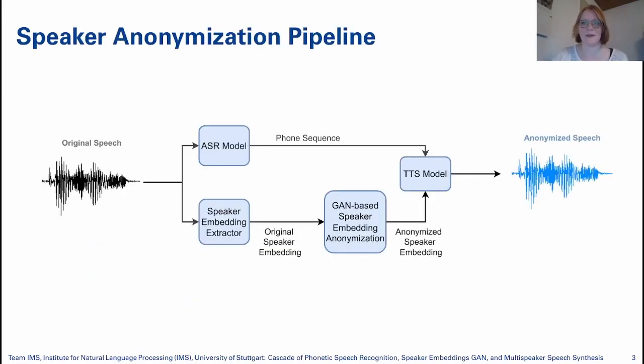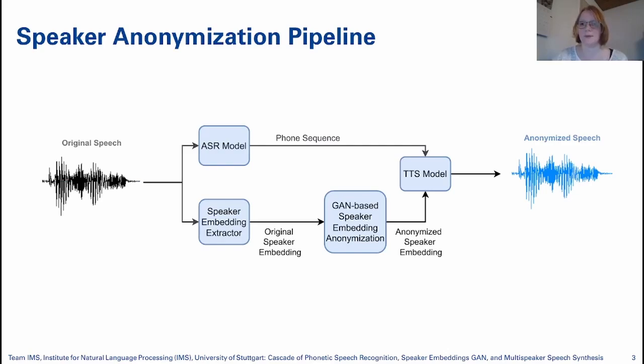So here you see our speaker anonymization pipeline. It looks very similar to the pipeline of the primary baselines. So it uses the original speech to recognize the linguistic content in it with an ASR model. But instead of using the bottleneck features in the ASR model, we use directly the output in form of phone sequences. And as in the baselines, we are extracting the speaker embeddings and using the original speaker embedding for the anonymization. But our anonymization is based on a GAN model that is generating a new anonymized speaker embedding that did not exist before.